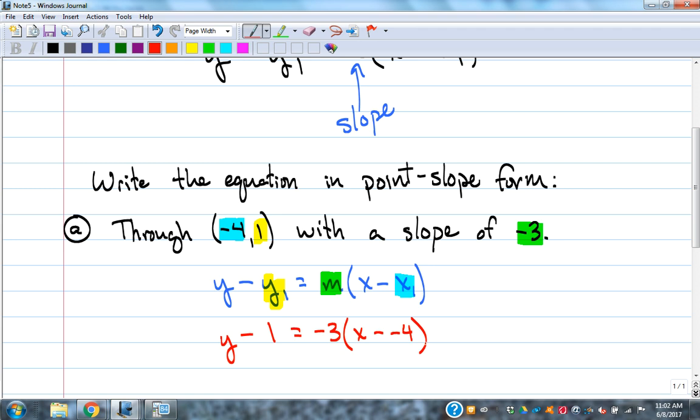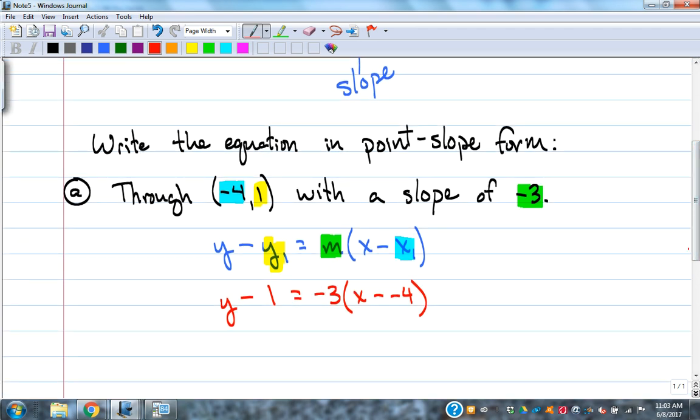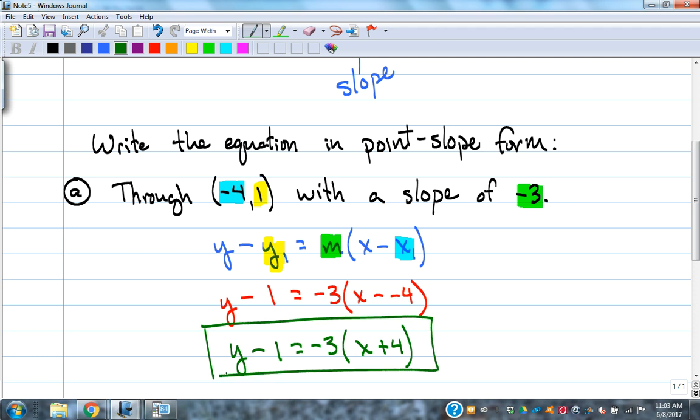Technically, that's point slope form, but there is a little bit of simplifying that we could do there, and that's where these double negatives happen. Double negative is going to turn it into what? Positive. So that's how I'm going to write my answer. y minus 1 equals -3 times (x plus 4). And that's the final answer for point slope form.